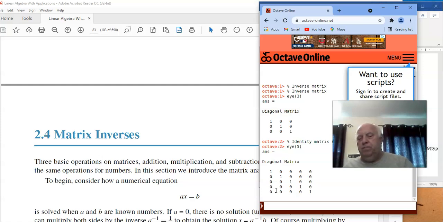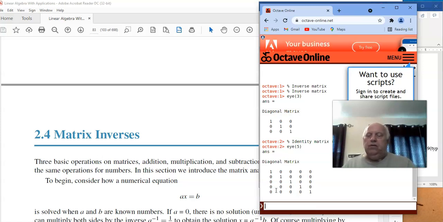Now, here's a problem. Suppose I have any old matrix. Can I find another matrix so that I multiply it times the original matrix and I get the identity matrix? Is there such a thing? And the answer is, yeah, sometimes. Sometimes there is, sometimes there isn't.